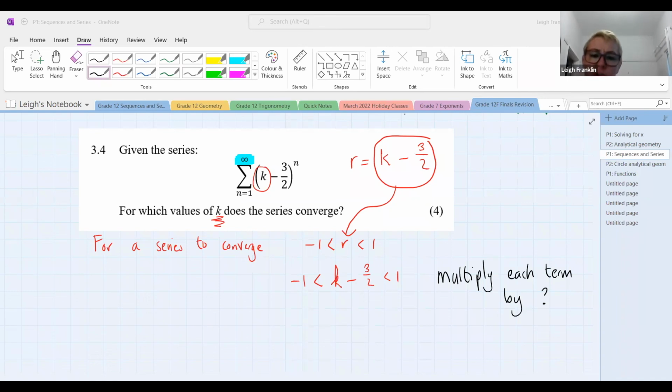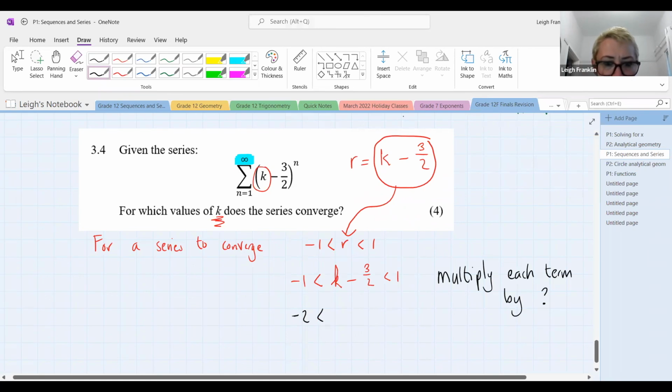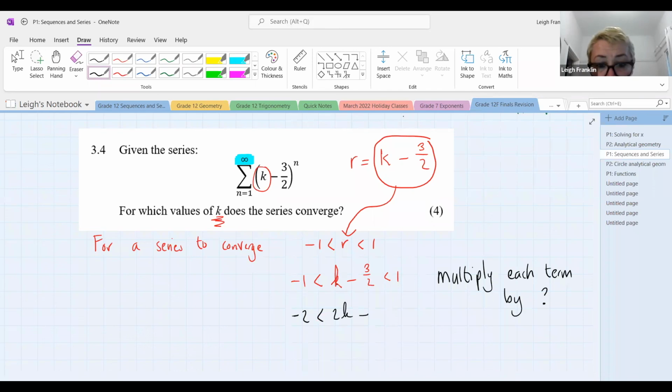But what I would rather do here, Cassandra, is when we're solving a linear inequality where there is a denominator, we want to get rid of the denominator. So typically the first thing we would do is multiply every single term by 2. I multiply -1 by 2 and get -2. I multiply K by 2, which gives 2K. I multiply -3/2 by 2, which gives 3. And I multiply 1 by 2, which gives 2. So now I've got rid of the denominator.